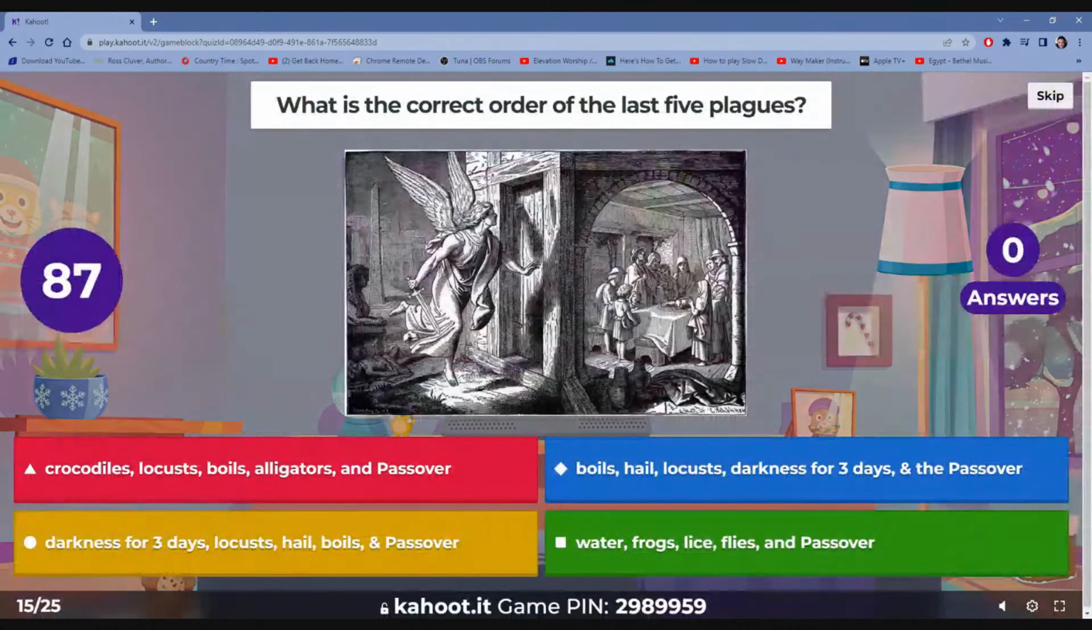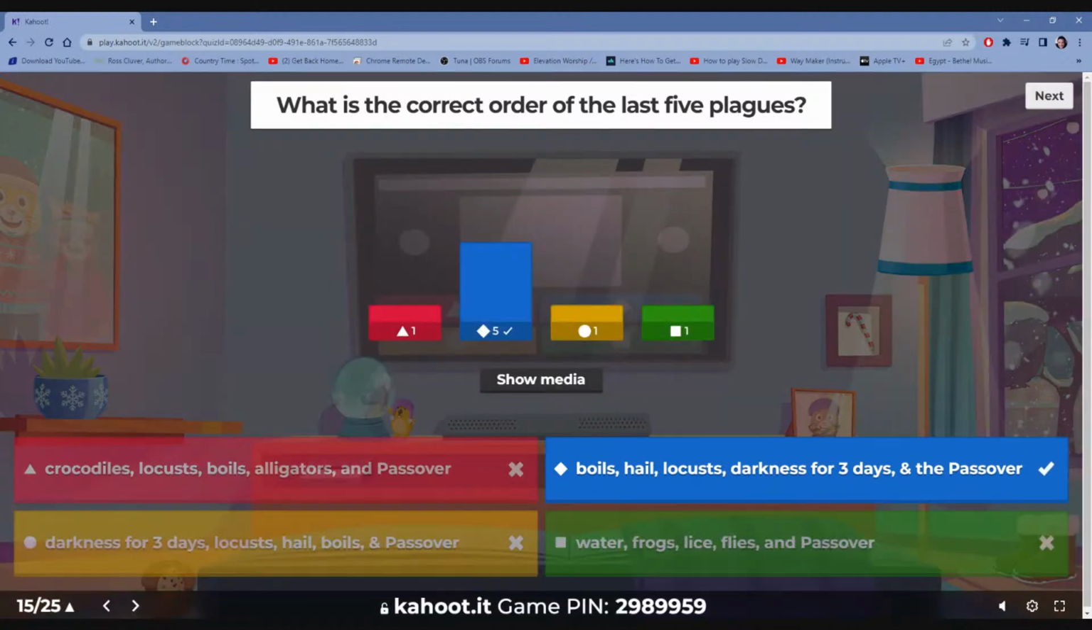What is the correct order of the last 5 plagues? Crocodiles, locusts, boils, alligators, and Passover. Boils, hail, locusts, darkness for 3 days, and the Passover. Darkness for 3 days, locusts, hail, boils, and Passover. Water, frogs, lice, flies, and Passover. Correct order of the last 5 plagues. Am I the one that looks like an idiot? I don't remember crocodiles being one of them. But red can't be right, because they have crocodiles and alligators. I don't remember any crocodiles or alligators, unless they were really, really big frogs.